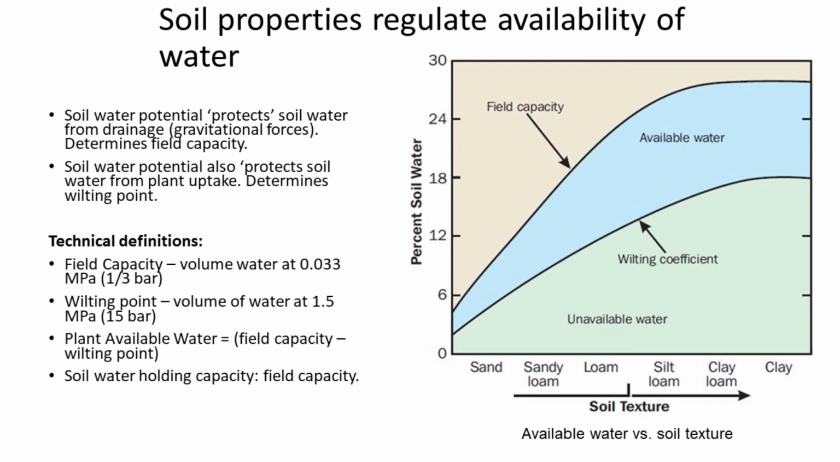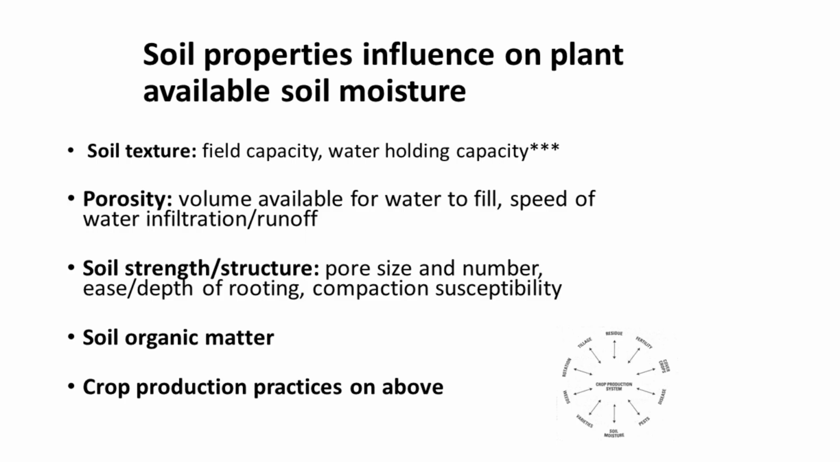But the takeaway here is that you can have the same amount of rainfall falling on a piece of land, and depending on the soil texture, you're going to have differences in field capacity, so how much water remains in the soil after rainfall, and differences in the wilting point, how much soil water is available for crop uptake. So thinking about temperate cropping systems and plant available water, rainfall is part of it. It's a big part of it, but it's not the only part of it.